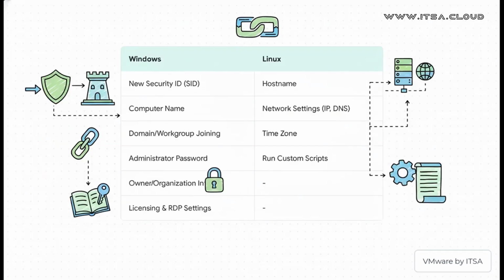This table gives you a pretty good idea of what's possible. For Windows, the absolute killer feature is generating a new SID, which is just critical for a healthy Active Directory environment. You can also automatically join a domain, set passwords, and even plug in licensing info. Over on the Linux side, you get the hostname and network settings, plus, and this is huge, the ability to run custom scripts. That right there opens up a whole world of automation possibilities.